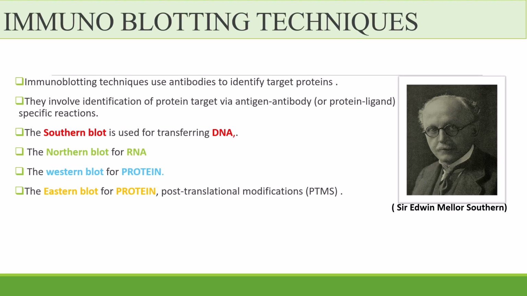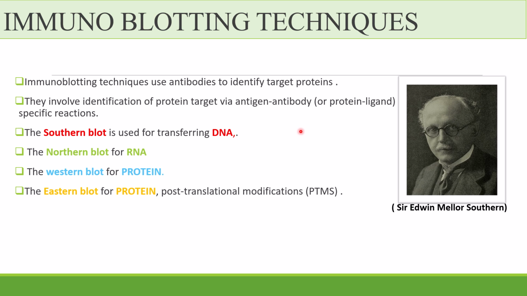Okay, so here are various immunoblotting techniques. Western blot is a kind of immunoblot technique. Why is it known as immunoblot? Because we are using antibodies for the sake of determination. We are giving external antibodies, and those antibodies bind to that particular protein, and on application of a certain substrate and enzyme they give a certain color. So immunoblotting techniques use antibodies to identify target proteins. That's why they are called immunoblotting. They involve identification of protein targets via antigen-antibody specific reactions.